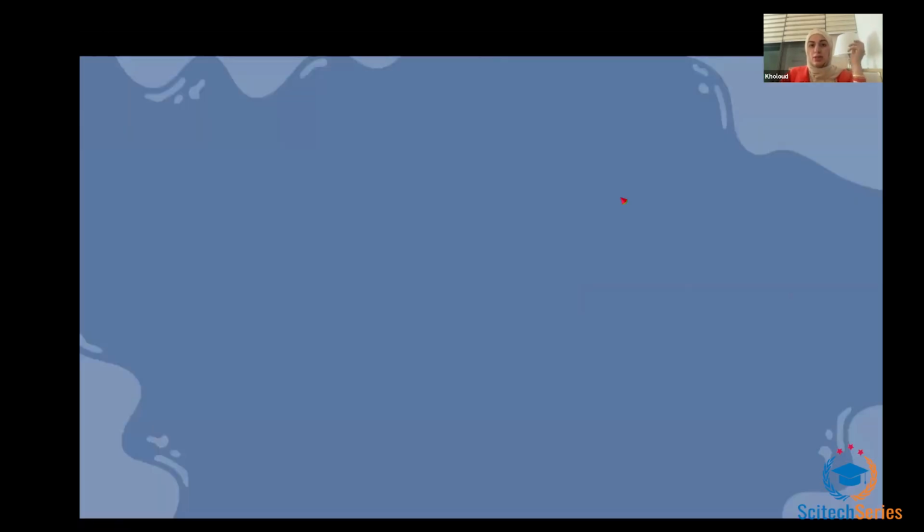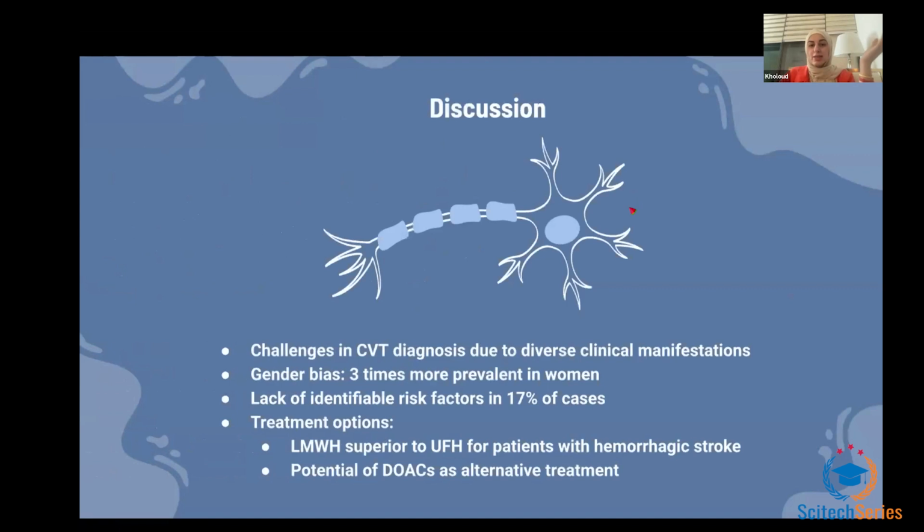And then to discuss the case, basically, CVT is a very difficult diagnosis, and it presents with many diverse clinical manifestations. As we said before, it's 3 times more prevalent in women. And our case was one of the 17% of cases that don't have any identifiable risk factors, which makes it even harder to diagnose clinically. And then when it comes to treatment options, low molecular weight heparin is better and safer than unfractionated heparin, but recently direct oral anticoagulants are seen as an alternative treatment.